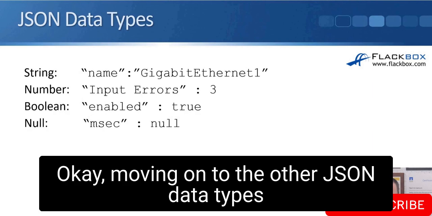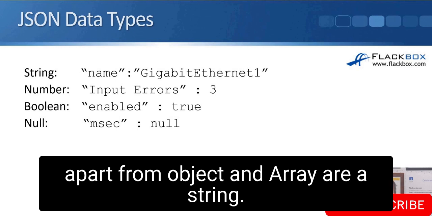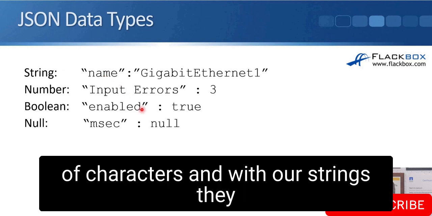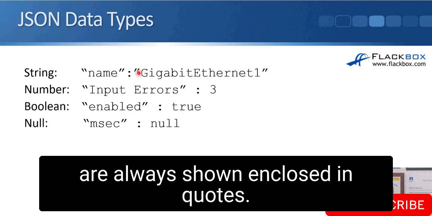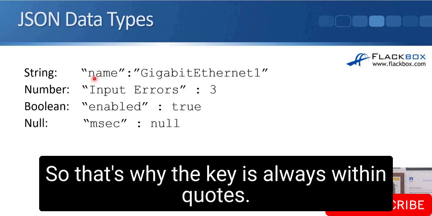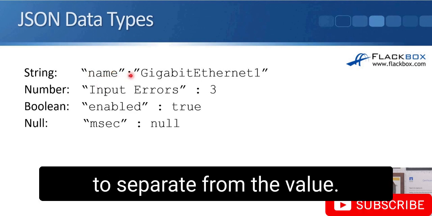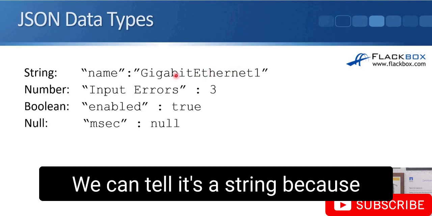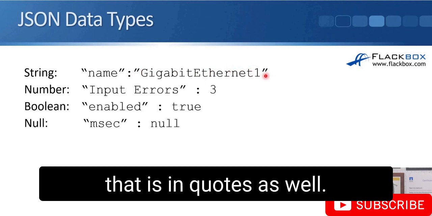Okay, moving on. So the other JSON data types, apart from object and array, are a string. So a string is an alphanumeric string of characters. And with our strings, they are always shown enclosed in quotes. So the key is always a string. So that's why the key is always within quotes. And then we've got the colon to separate from the value. And then you can see this is a string. We can tell it's a string because that is in quotes as well.